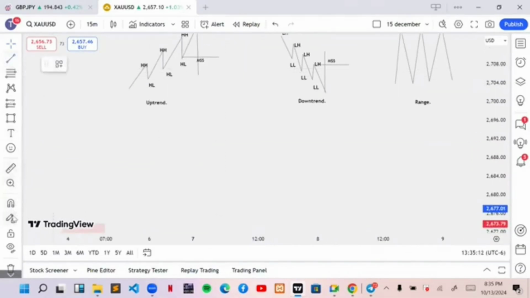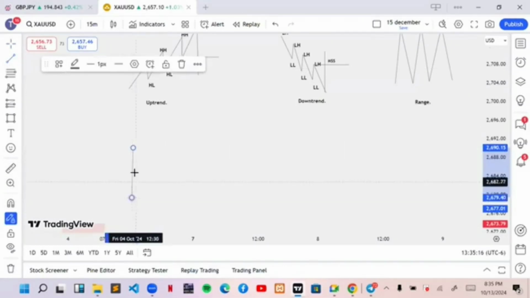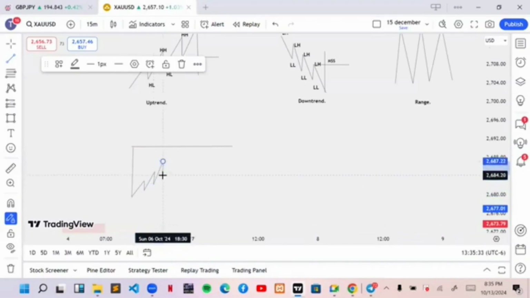For break of structure, let's say this is a resistance level in the market. I'll mark this out as a resistance level. Then price was making a series of higher highs and higher lows, which is an uptrend. You see higher highs, you see higher lows. Then price just goes something like this. So this is a break of structure.